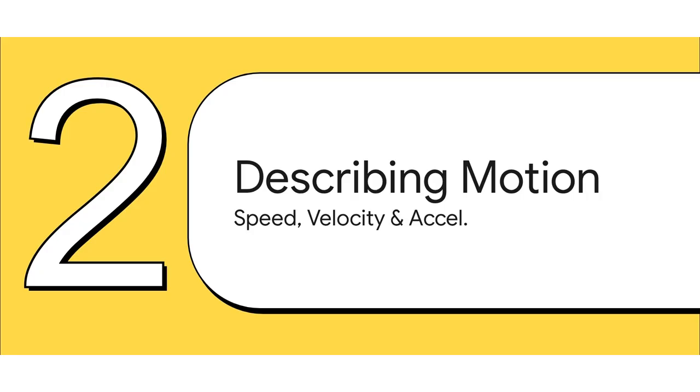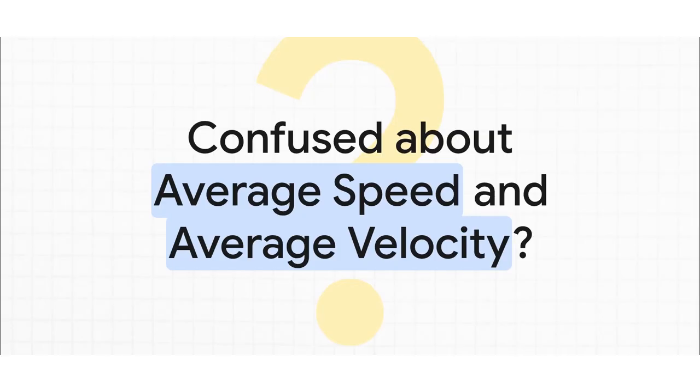Okay, so now that we know where an object is and how far it's gone, let's talk about, well, how fast it's going. And for that, we're going to need 3 new friends: speed, velocity, and acceleration. Here we go, another classic point of confusion. Let's say a car goes around a racetrack and comes right back to the starting line. What's its average speed? And more importantly, what's its average velocity?